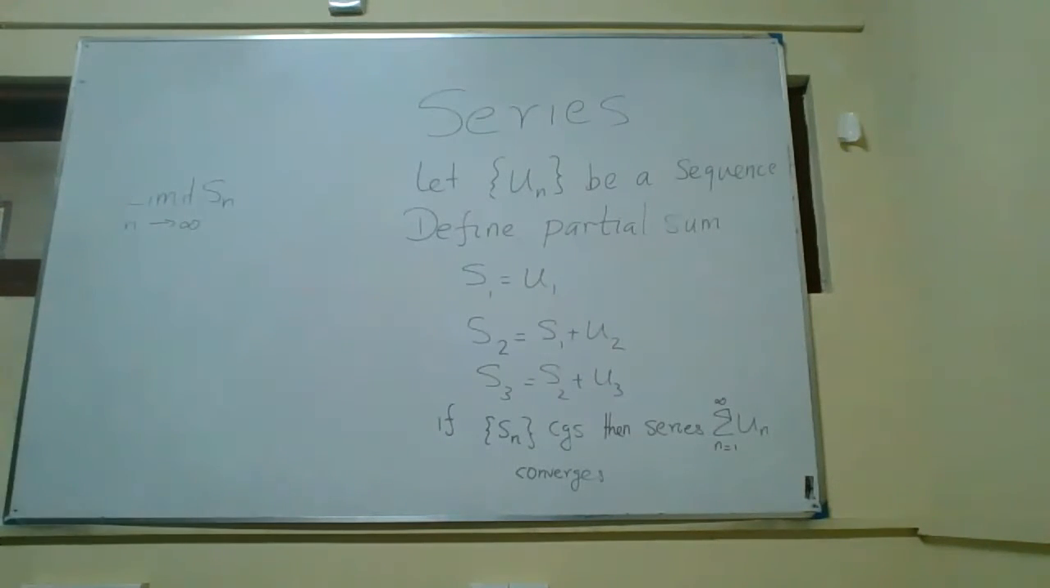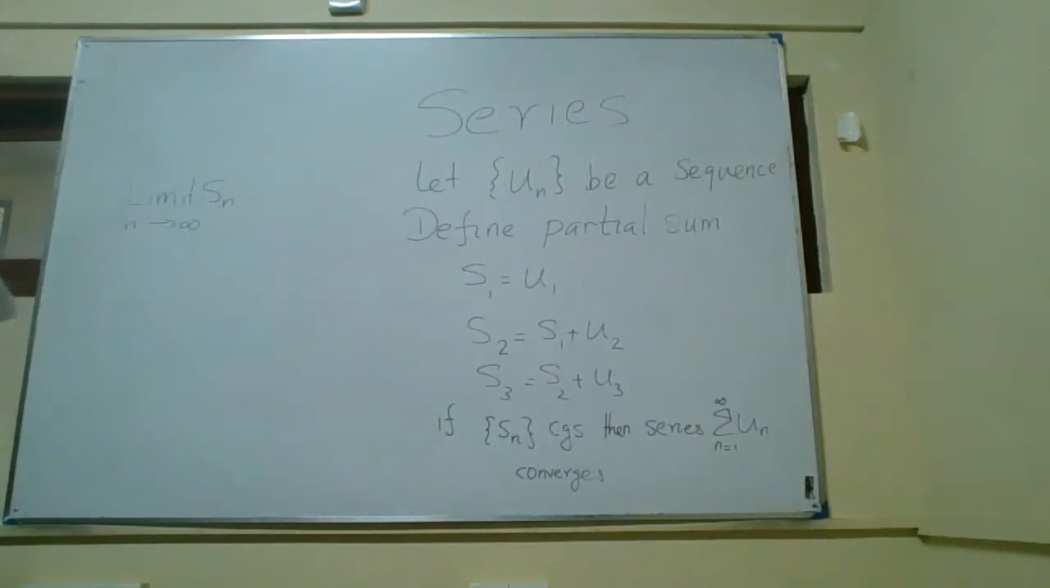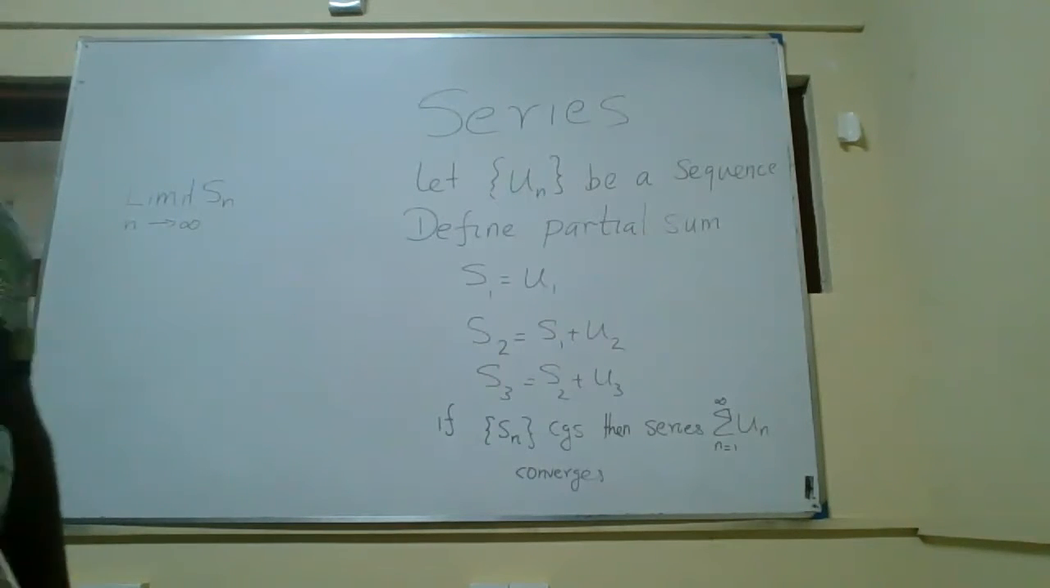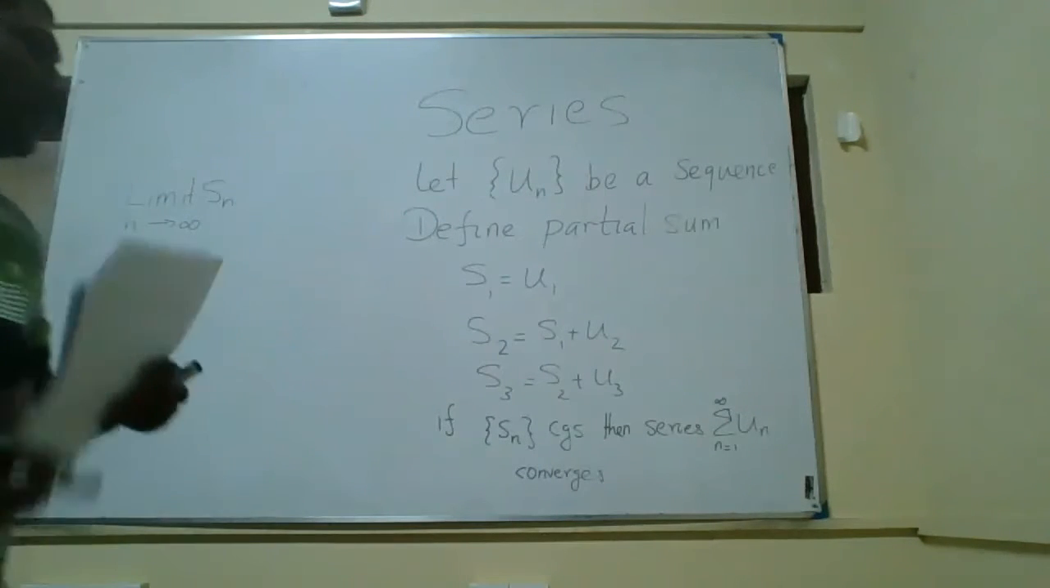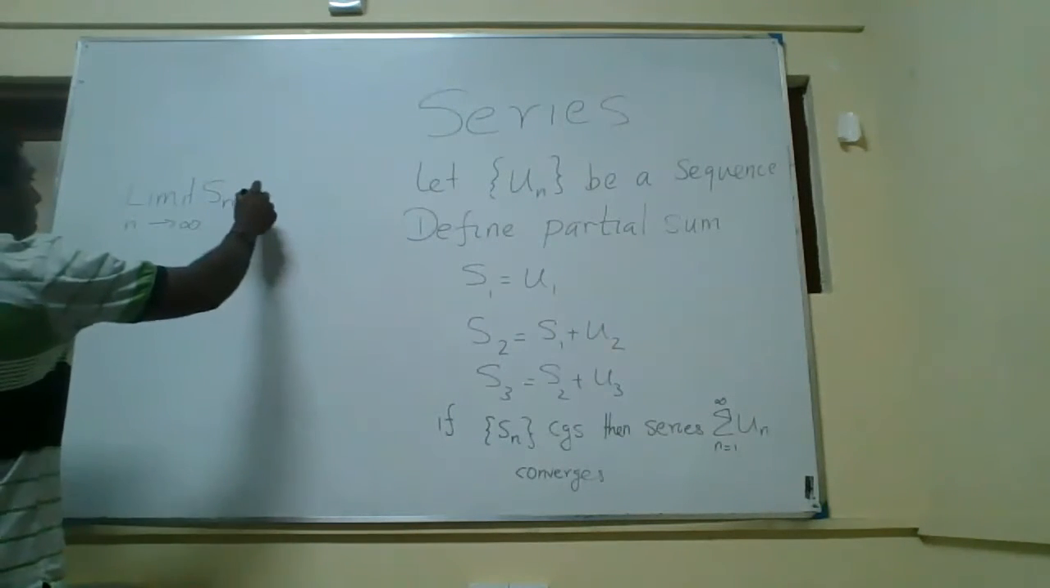Once the sequence Sn is converging, the limit of Sn exists, and that is a number, a value. In that case, we call that the sum of the series.